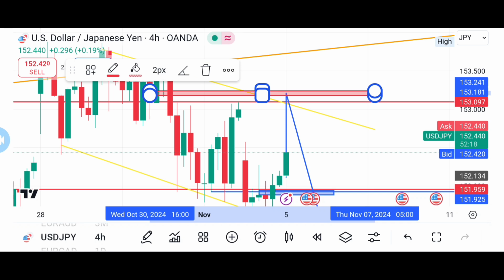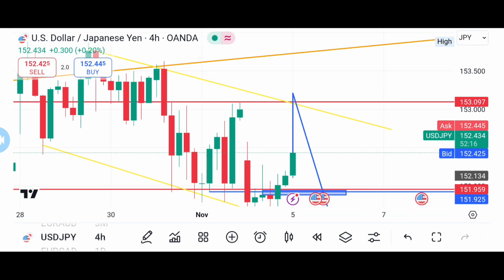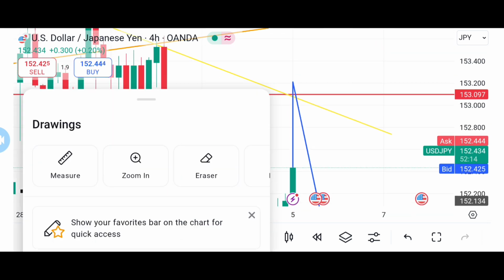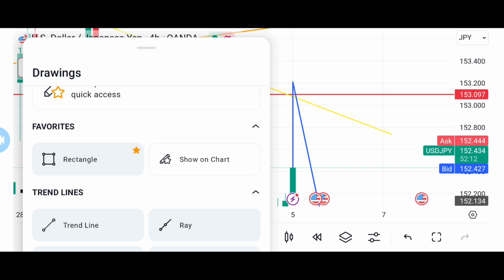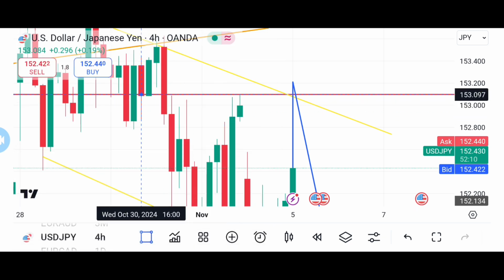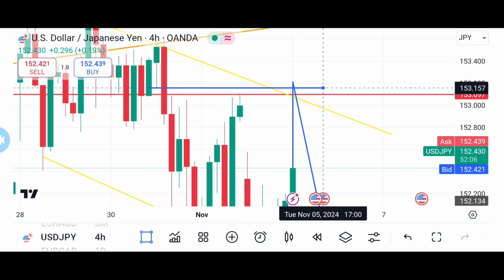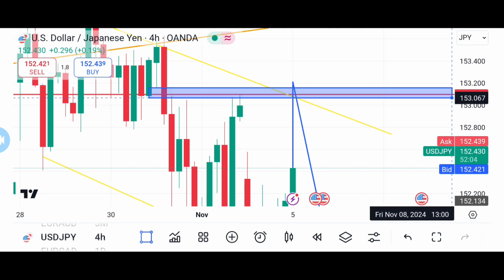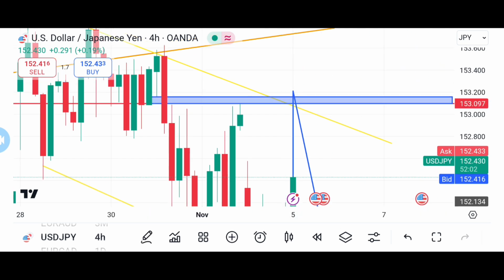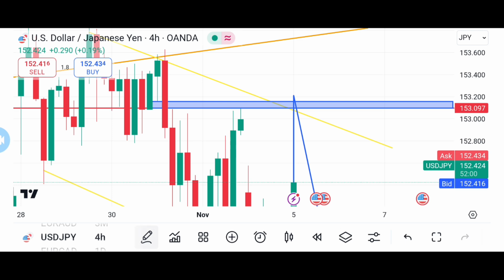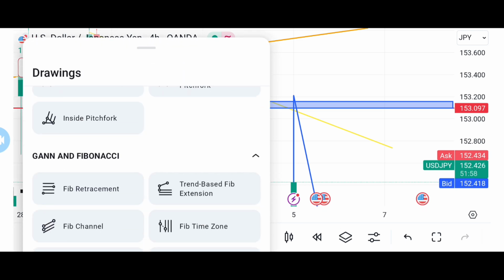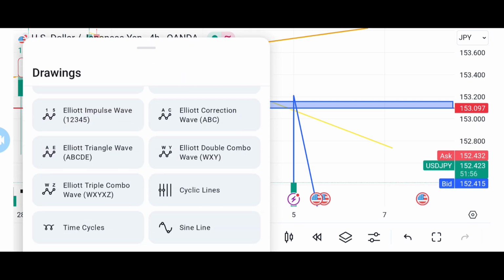USDJPY. Let me show you the reason why I indicated that red box there. You see, everything in trading, before you do anything, you must have a reason. Okay, you must have a reason before doing anything. So guys, can you see there is a gap here? There is a gap between this candle. Let me show you.